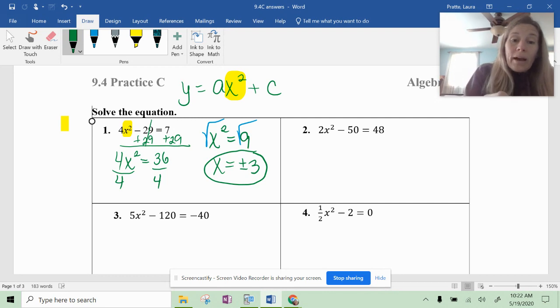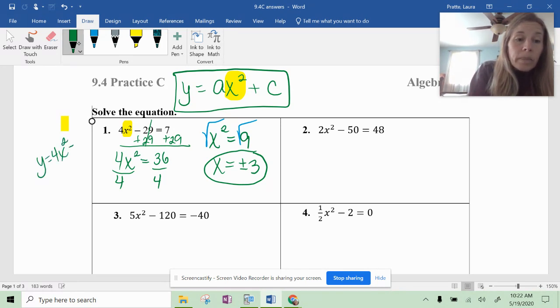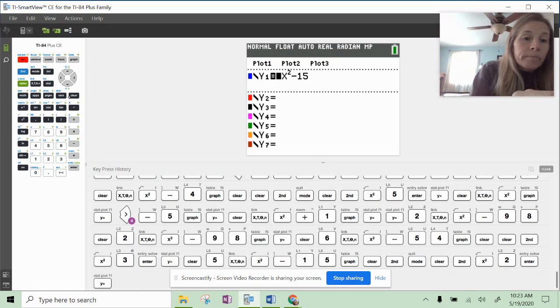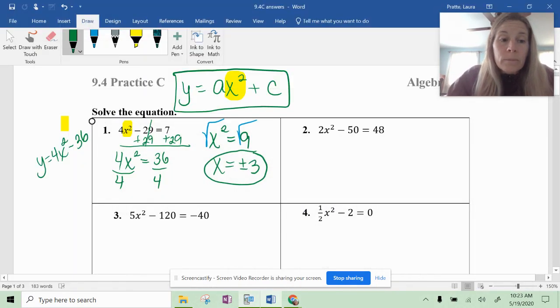Now, if we were to graph this, we would need to get it in this form, where everything's on one side of the equation except for the y. So I would have to bring that 7 over, making it y equals 4x squared minus 36. If I were to put 4x squared minus 36 in my graphing calculator and graph it, you would see that the graph crosses through the x-axis at +3 and -3, making those your x-intercepts, and that's what you're solving for when you do these equations.